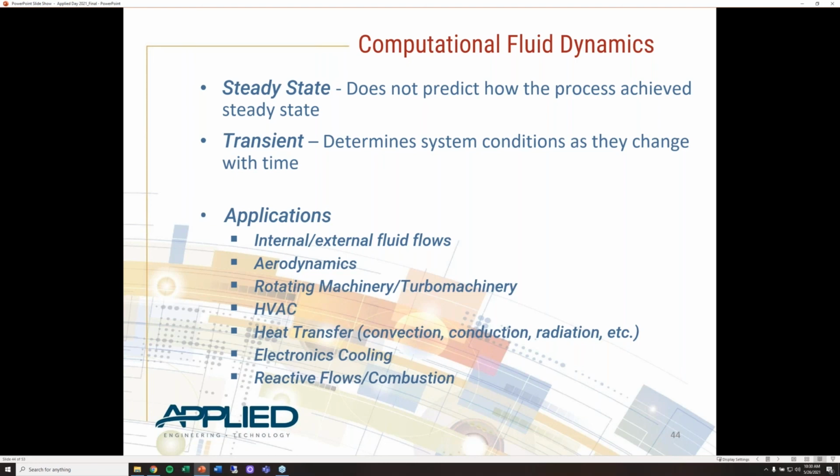We can do convection, conduction, radiation, all of it in one. So we can actually have solids and fluids all together here, and we can take care of the convection, the conduction, the conjugate heat transfer, everything. Okay. More examples, maybe electronics cooling.